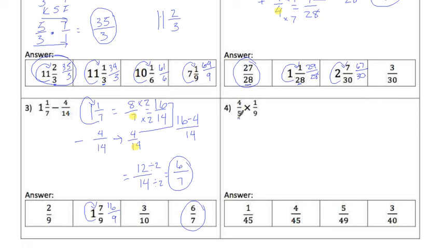And then number 4, the easiest of all of them, multiplication. There's no mixed numbers, so we're just going to go across the top and across the bottom. 4 times 1 is 4. 5 times 9 is 45. It doesn't simplify, so right there is the answer.